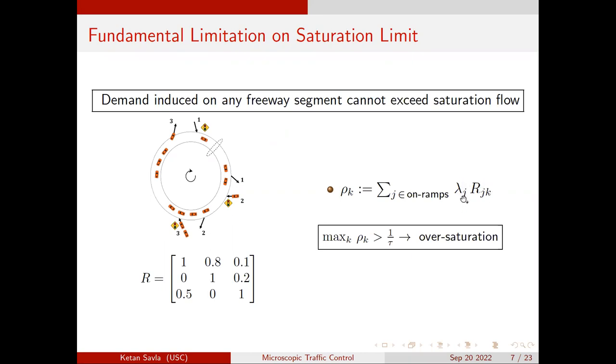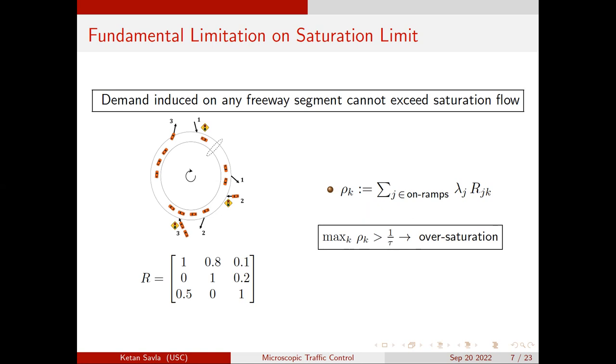So if the demand arriving at the ramp J is lambda J, then R_JK is the fraction of that demand that wants to use segment K. And so if I sum it over all the ramps, that will tell me what demand will be induced on this particular segment K, right? So rho K tells you the travel demand induced on segment K. And this cannot be more than the fundamental flow, the maximum flow that I can ever achieve on that segment.